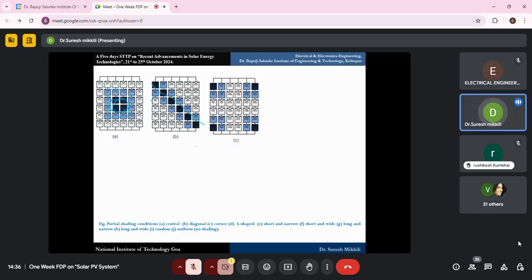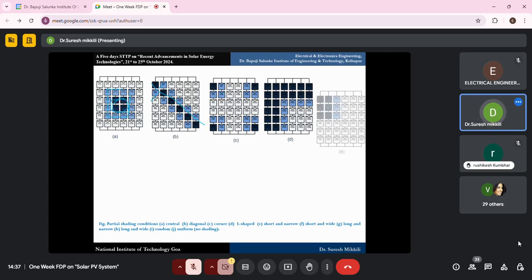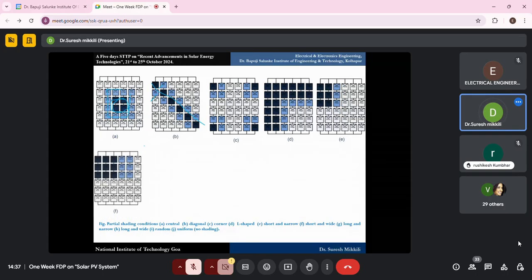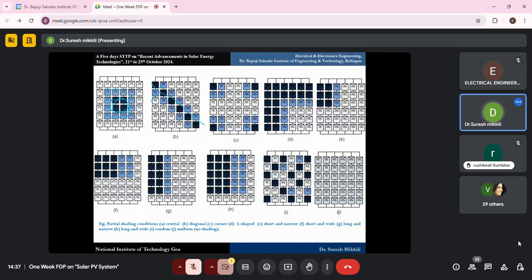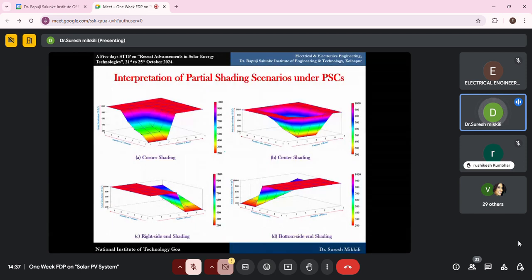Corner shadings: suppose at all four corners, some buildings are there, or a little height of pillar will be there. If you have pillars or trees at the four corners, there is a possibility of corner shading. Either one corner or all four corners can be shaded. There is a short and narrow, L-type structure with a little less intensity. Okay, this is corner shading, and even long and wide ones. There are different ways, random shading. This is no shading, the last one, without shading. So these are the different shading conditions we are going to consider.